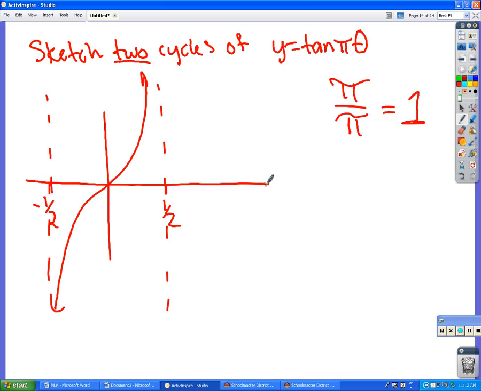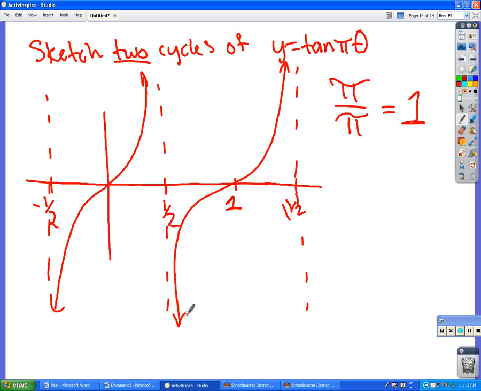So the next thing I'm going to do is I'm going to go all the way over here to what? 1. Well, 1 is where it's going to cross the x-axis again. But my next vertical asymptote is going to be 1.5. And then if I draw that in there, then there are 2 cycles of that function. Okay? So that is not a pretty one to work with.